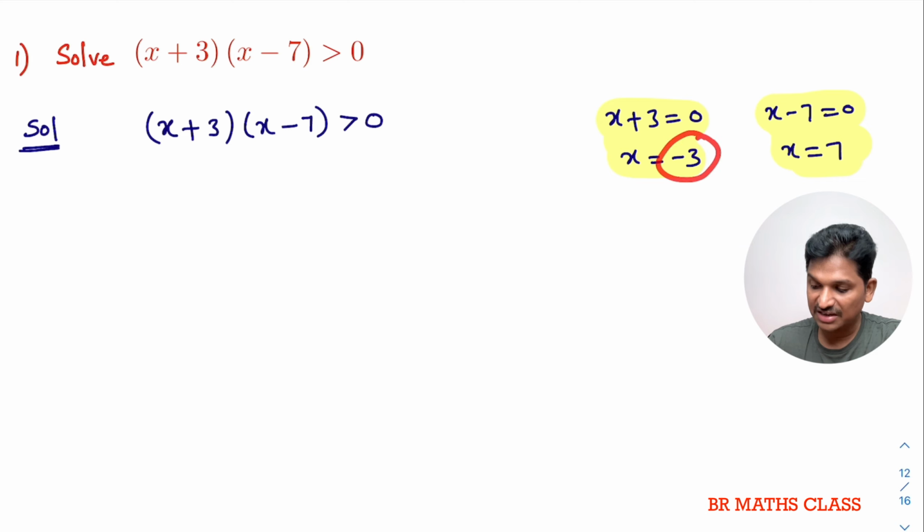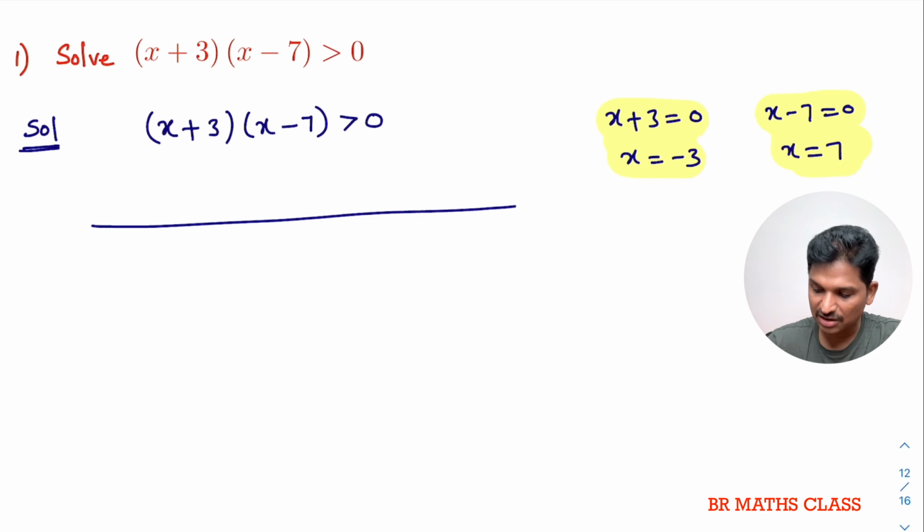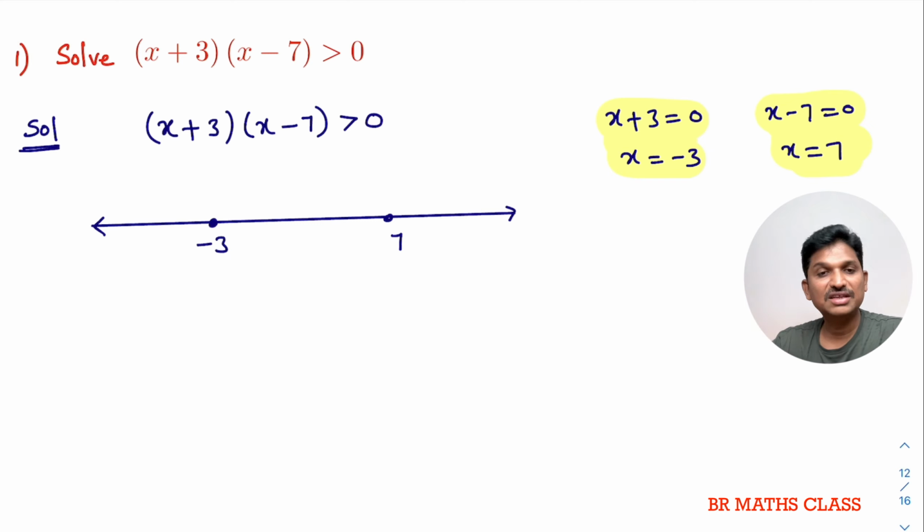Now you mark minus 3 and 7 on the number line, as per number line order. You just take a number line like this. Minus 3 will be here, and somewhere 7 you will get here. Now the wavy curve method says that in the rightmost corner, you write plus, and then you write the alternate symbols, minus, plus. You write like this. This is what the wavy curve method says.